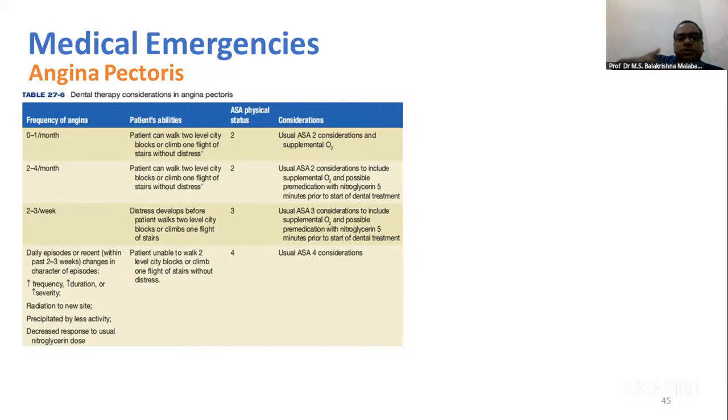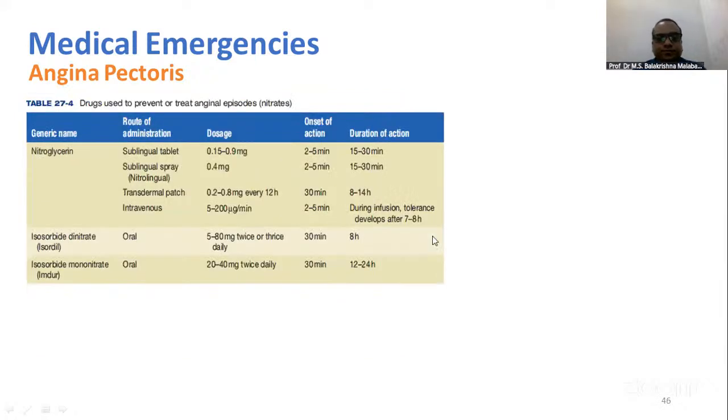And if episodes are recurring, then it is ASA classification 4. So based on the type of angina and the frequency of angina, the ASA physical conditions are told here. So please learn this also.